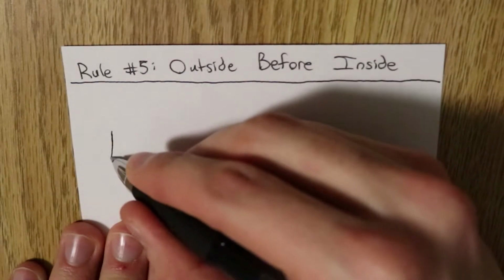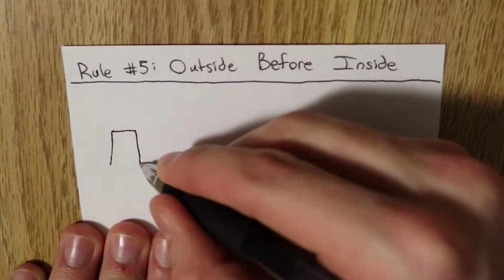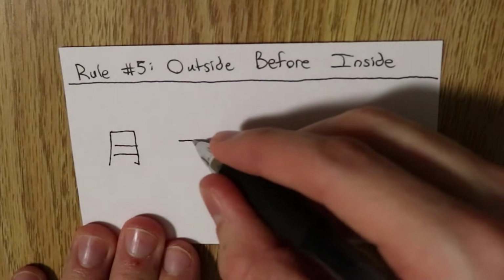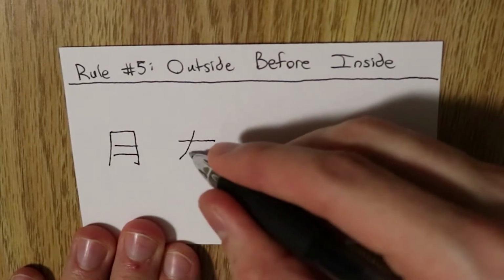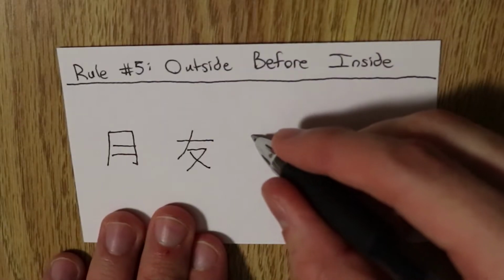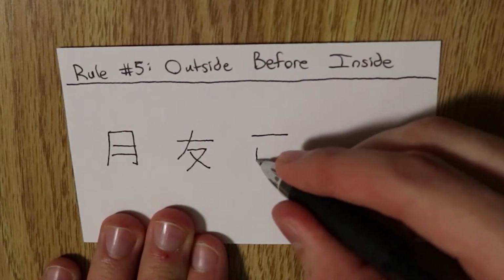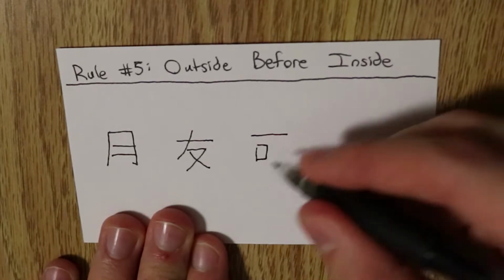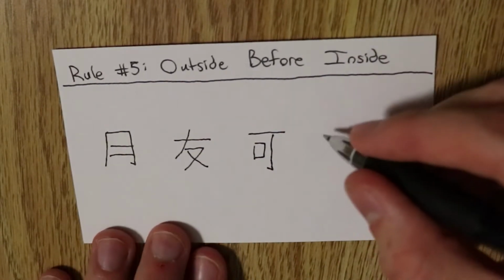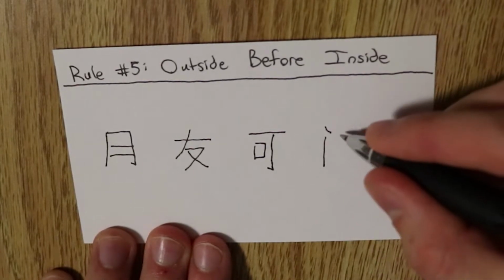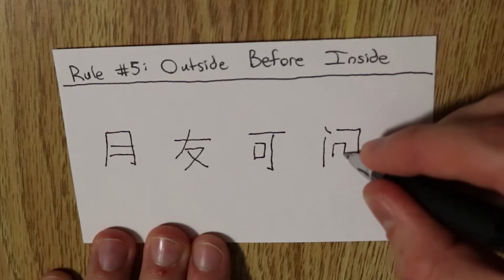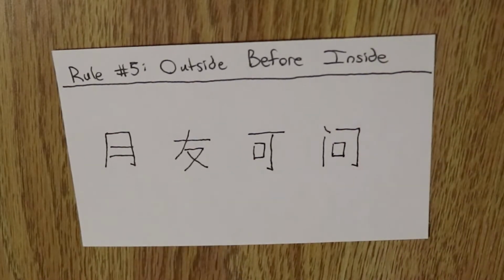Rule number 5 is a pretty interesting one. It is outside before inside. Just to give you a general example here, we have yue. As you can see, the character kind of encloses the 2 strokes that are in the middle there. And of course, in this case, you write the outside strokes before the inside. This also applies to characters that have strokes that surround the character from the upper left. So, for example, we have you. Same goes for surrounding the character from the upper right, which is ke, as an example. And then just surrounding in general from above. And in this case, we're using wen.